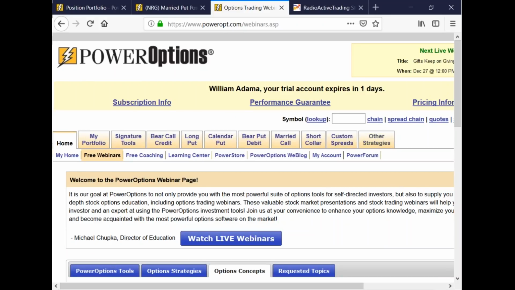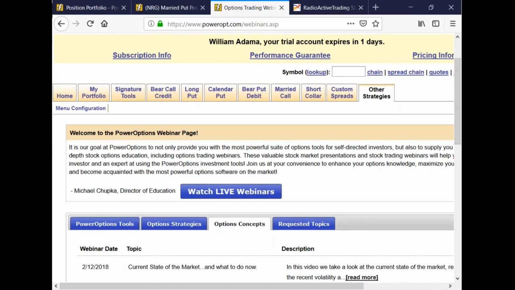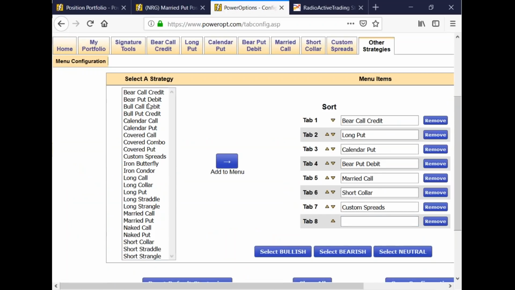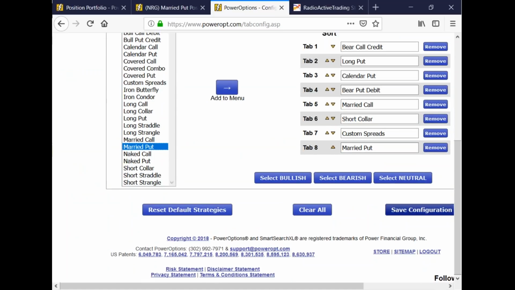Well, the first thing I'm going to do, am I back on Power Options, folks? My apologies. Yes, I am. First thing I need to do is change the tab. I'm going to add married puts. I didn't have it here from our webinar on Friday. Let me add married puts back in. I'm going to be real quick with this.